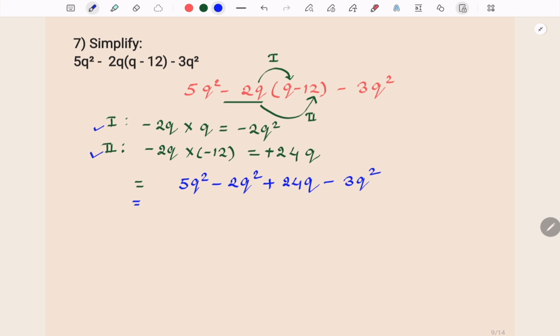Now I will combine the like terms here. 5q squared minus 2q squared minus 3q squared. All these three terms are like terms, and then I have 24q.